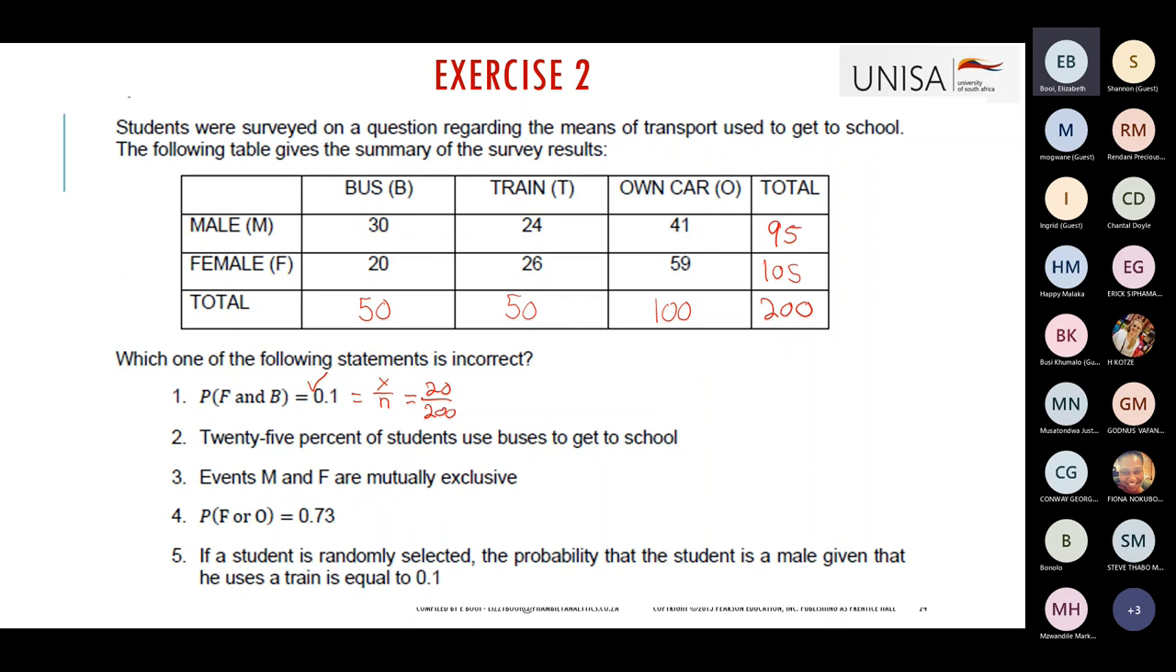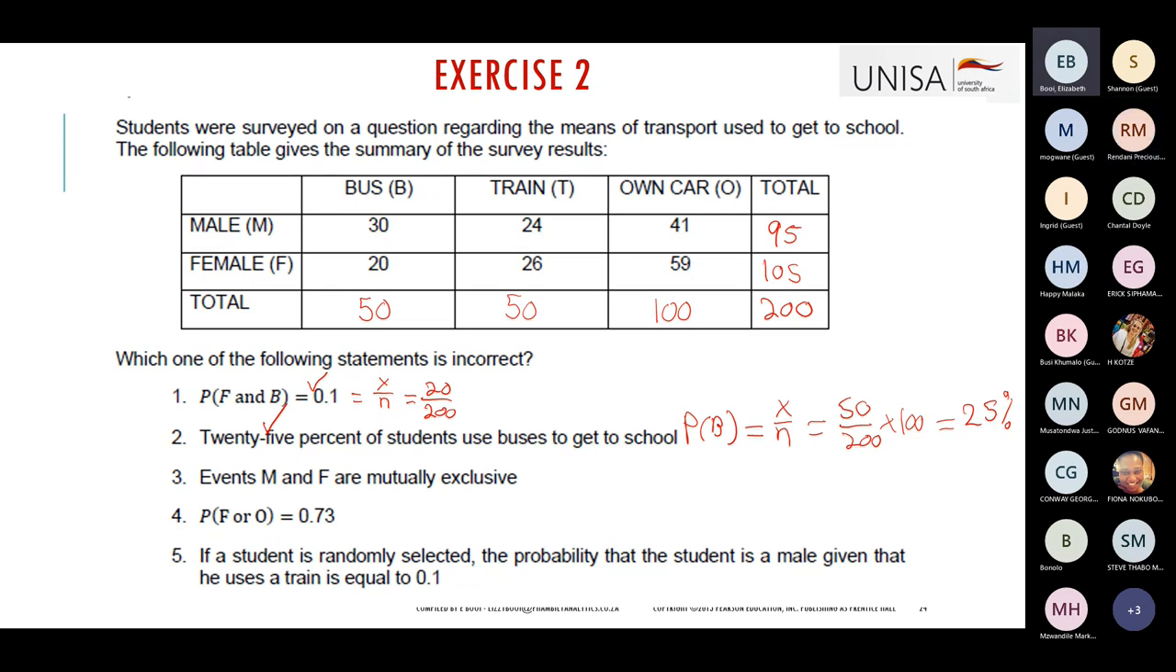25% of students use a bus to get to school. So they want to know the probability of a bus, and we can multiply the answer by 100 so that we convert the answer to a percentage. So that will be observations satisfying divided by grand total. How many use a bus? 50, regardless of whether they are female or male. So 50 divided by 200, and we multiply that by 100 so that we get a percentage. And what is the answer? 25%. So therefore, that is correct.